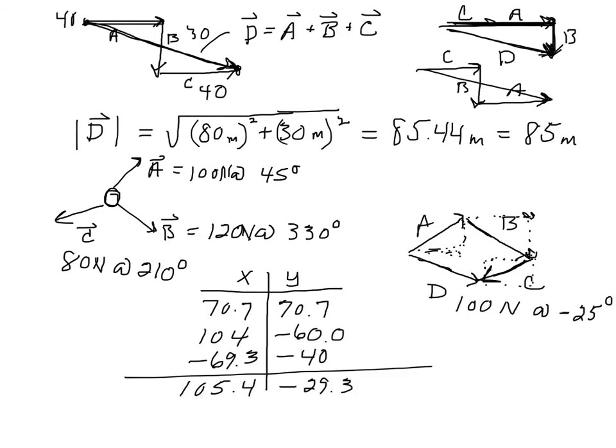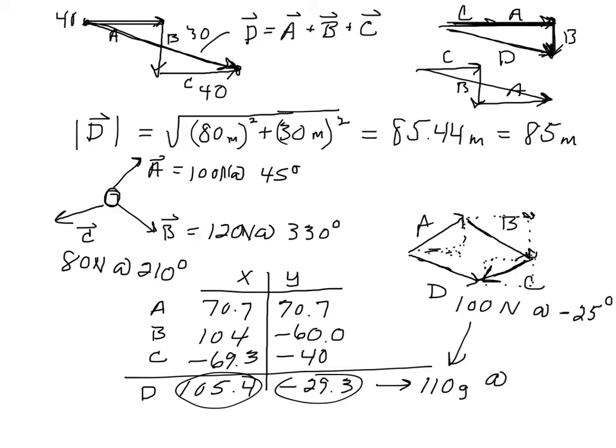So if you paused and got the calculations with me, these are the components of A, B, and C, and I added all the components together to get the components of D. And when I square the 105 and the negative 29.5 and take the square root, I get the magnitude of the new vector, which is 109.4. Let's call it 110. Not that far off from my very crude diagram. 110 grams or 110 newtons.